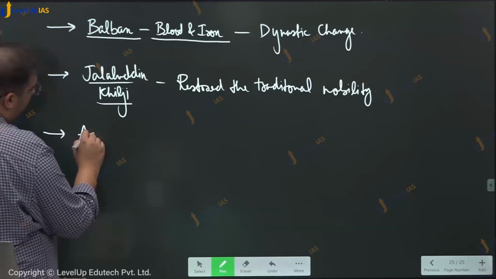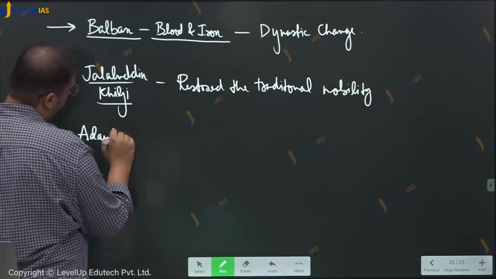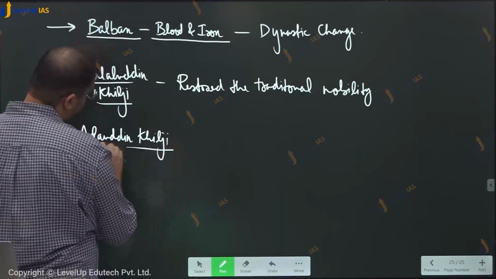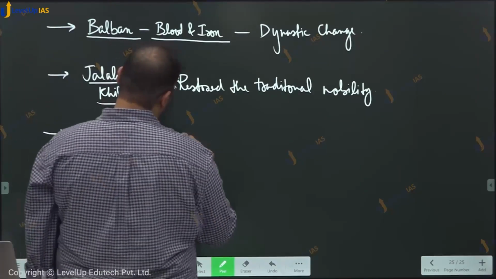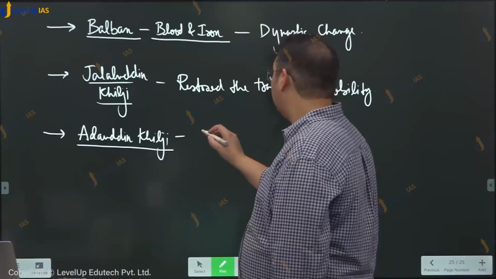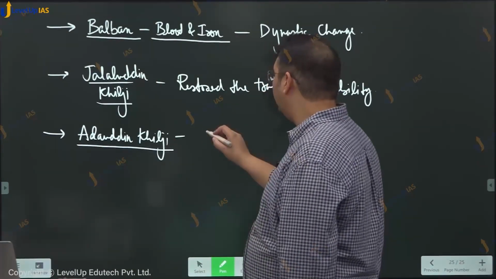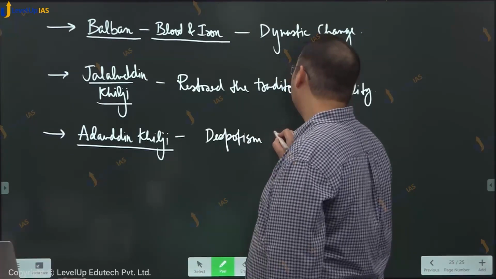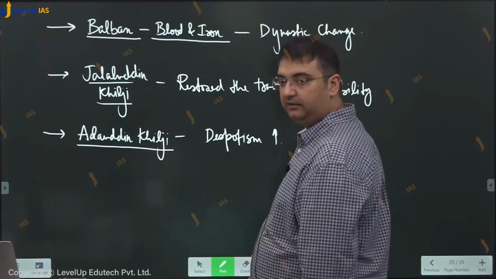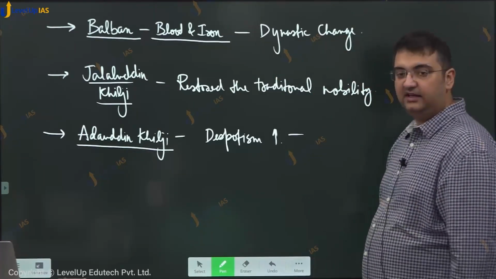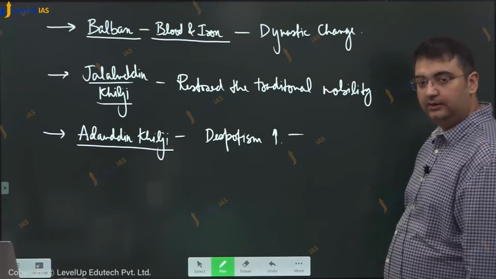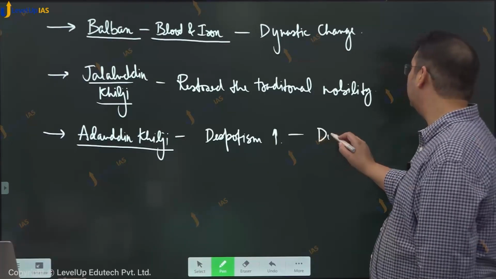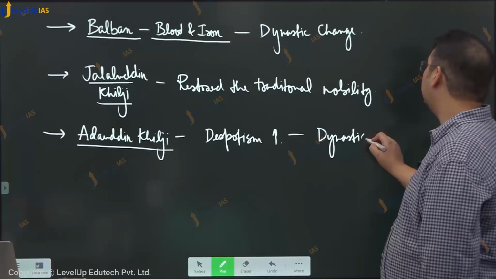Major disruption came under Alauddin Khilji, under whom despotism reached its peak. After his death, it led to the overthrow of the Khilji dynasty and establishment of the Tughlaq dynasty. Once again, a dynastic change.